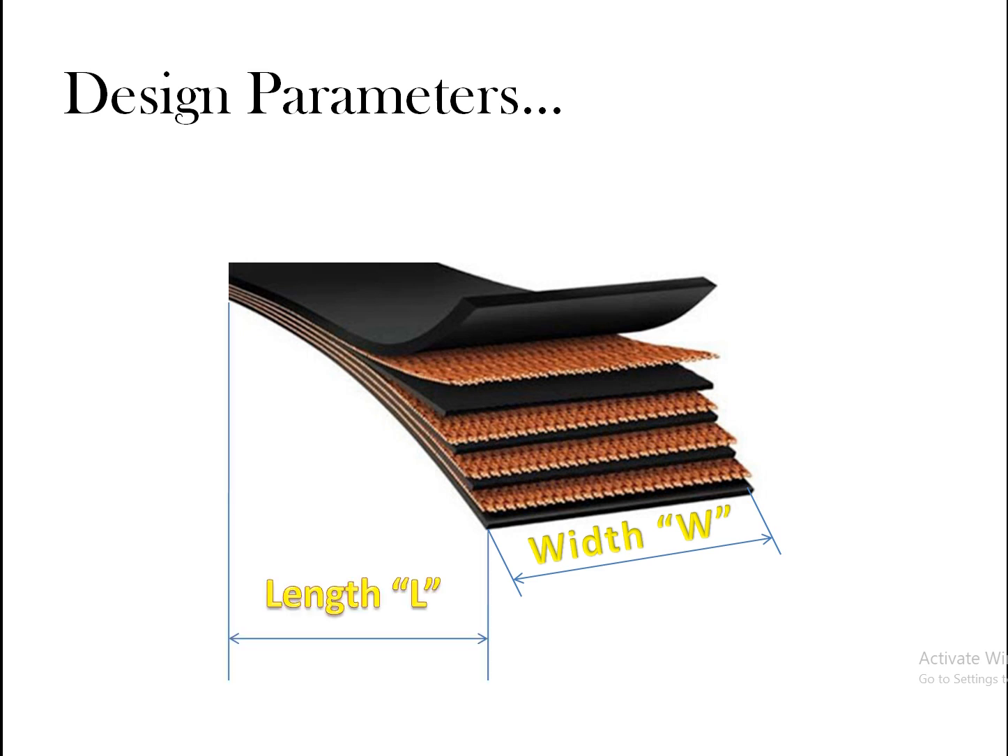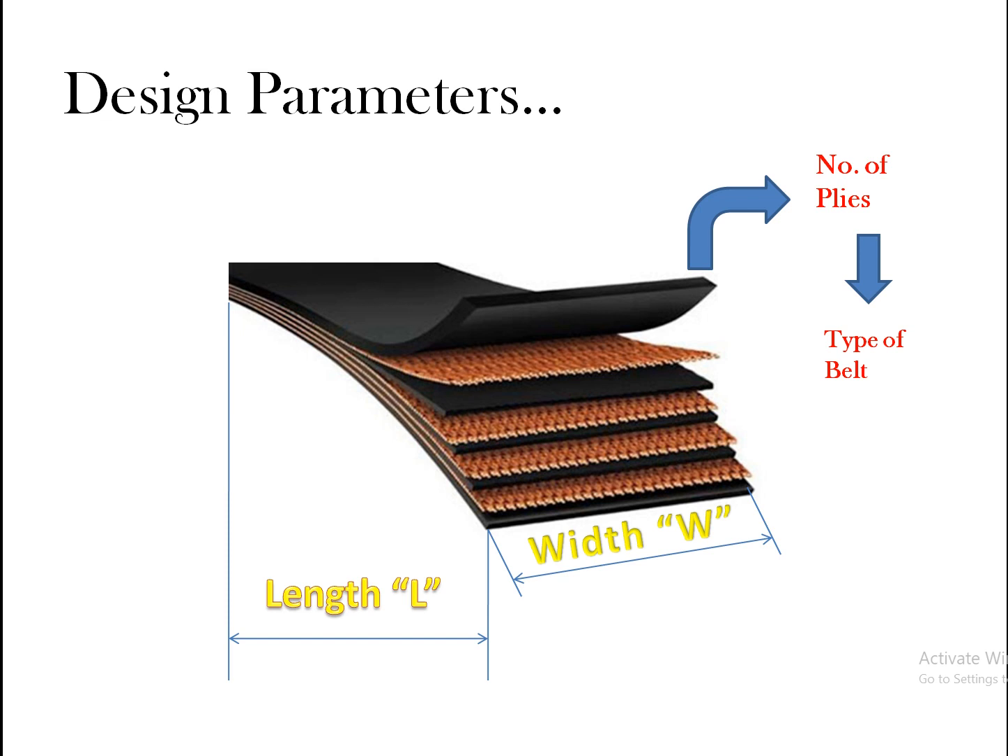The next one will be the length. It is a part of the diagram only. The flat belt will be extending to some longer length, so I have just shown a part for your understanding. So you need to find the width and length, and from the figure it is clear that you should also find the number of plies, which is the third parameter. You also need to find the type of material or the type of belt. These are the basic four parameters which you need to find for designing a flat belt.